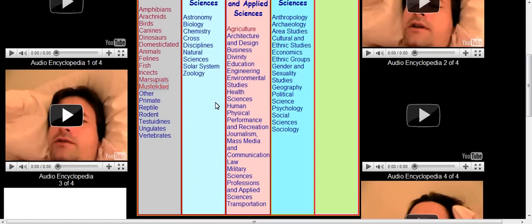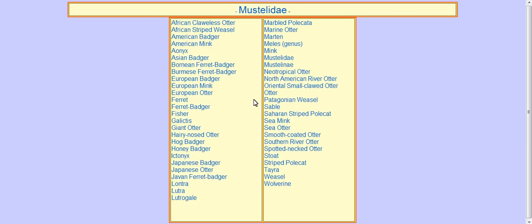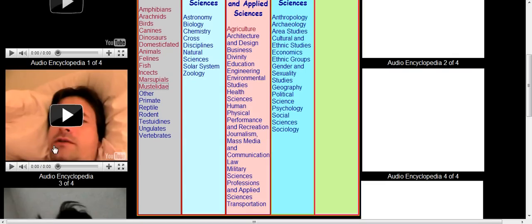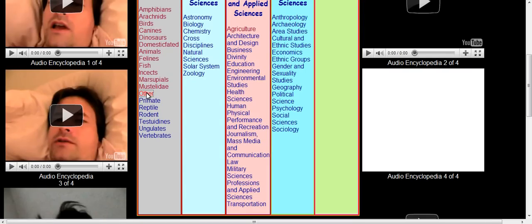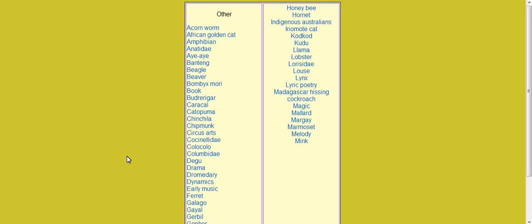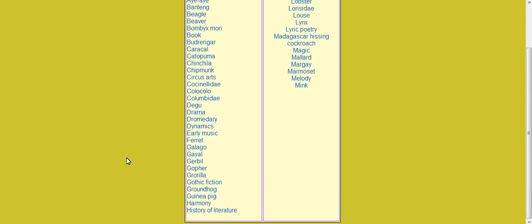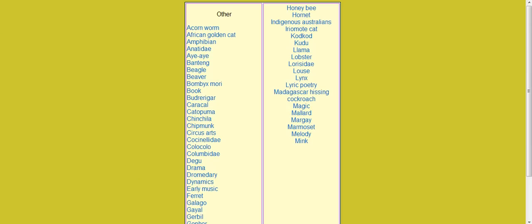And then mustelids: African clawless otter. These are like the weasels. Lots of different kinds of weasels. Badger is a weasel. Asian badger, weasel, wolverine, striped polecat. These things are kind of like halfway between a cat and a beaver. There's lots of different kinds of animals, aren't there? These are other kinds of animals, worms, llama, animals that really aren't related to anything else. It's just one kind of that animal, and that's it.